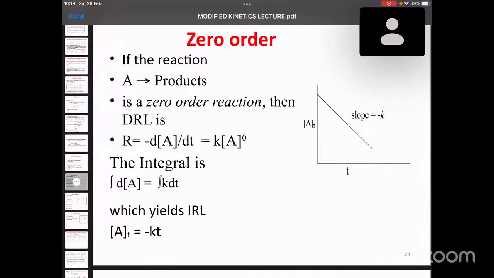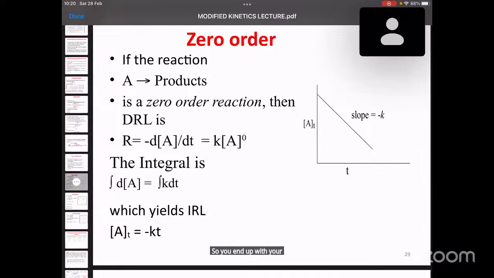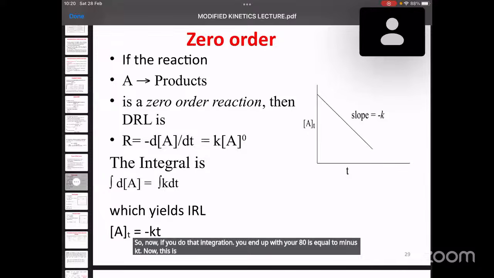So the integral now becomes, you can rewrite that equation as minus dA equals k dt. You've done cross multiplication, so you've multiplied both sides with dt, and you end up with your integral of dA equals minus k integral of dt. Now if you do that integration, you end up with At is equal to minus kt. Now, this is the integrated equation for a zero order reaction.